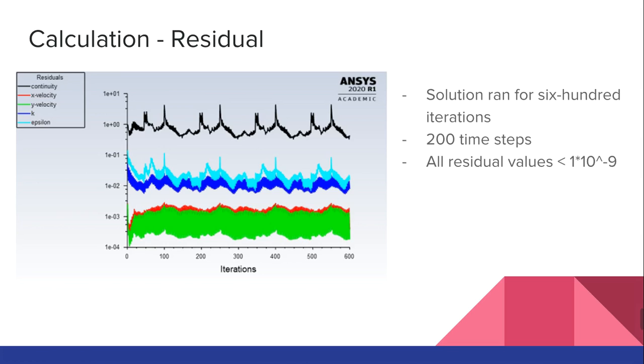This is the calculation of the residuals, and all the residual values are less than 1 times 10 to the negative 9. And we can see the solution runs for 600 iterations, and every 200 steps the curves repeat, so it is a periodic cycle.